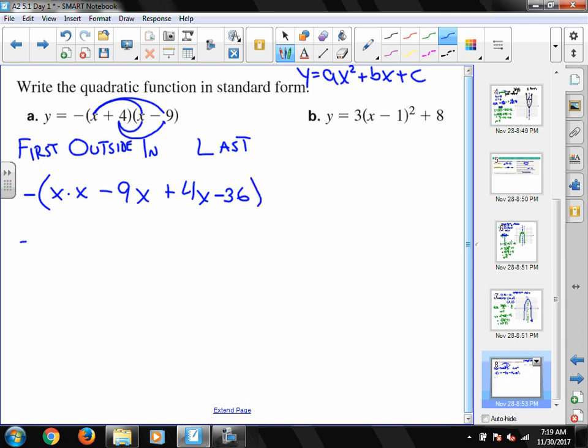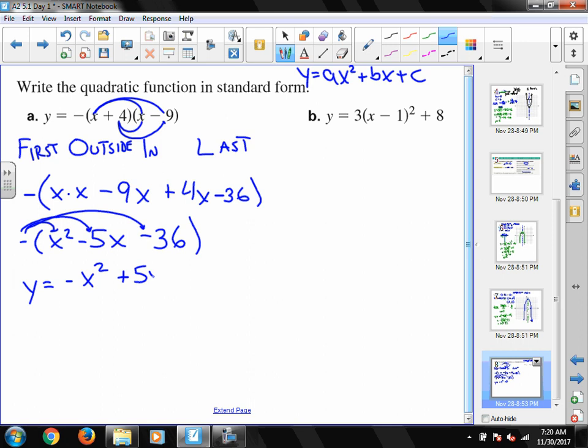So you're going to get negative x squared minus 9x plus 4x. You're going to get negative 5x minus 36. And we just use our distributive property to distribute this negative to everything after that. So you get y is equal to negative x squared plus 5x plus 36.